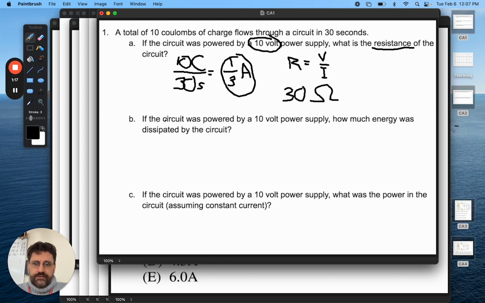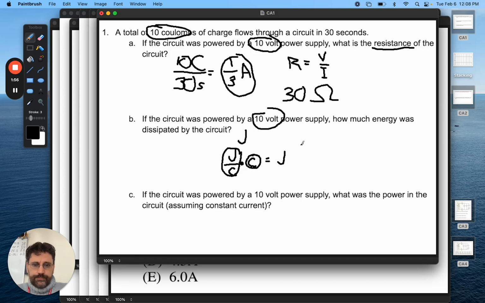Okay, part B. If the circuit was powered by a 10-volt power supply, how much energy was dissipated by the circuit? Energy is in joules. That's what we're looking for. A volt is a joule per coulomb. So joules per coulomb times coulombs is just going to give us joules, which is what we want. So you literally just have to take the 10 volts times the 10 coulombs of charge, and you get 100 joules.